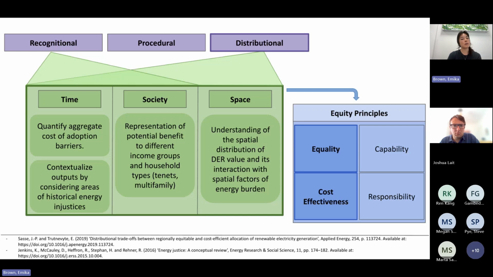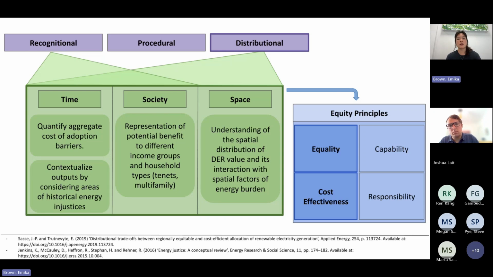And so in time, I'm hoping to quantify the aggregate cost of adoption barriers over time to low-income groups, and then also to contextualize the outputs of this adoption and the potential benefit by considering areas of historical energy injustices, which is a little bit also related to the recognitional pillar. And then across society, I'm hoping to look at how improved representation of potential benefits to different income groups and household types might allow for a better understanding of where investment or incentives could be targeted.